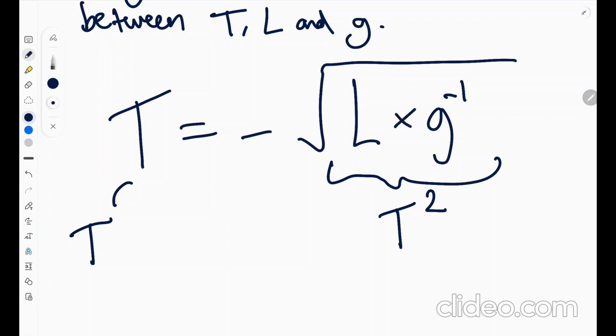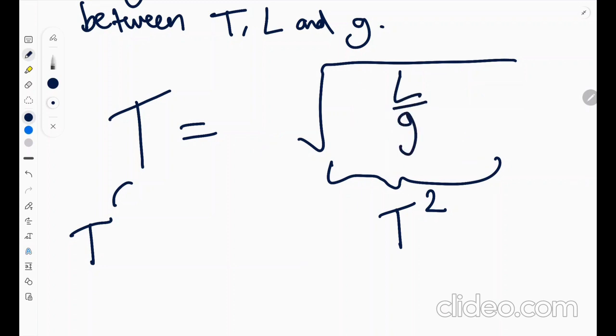So what we have is t is equal to the square root of L over g. However, this right-hand side could be multiplied by a dimensionless constant. So t is equal to k times the square root of L over g. In other words, t is directly proportional to the square root of L over g.